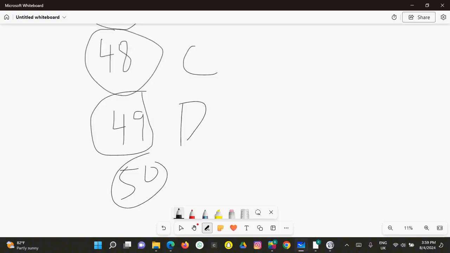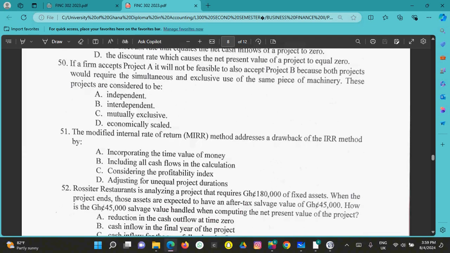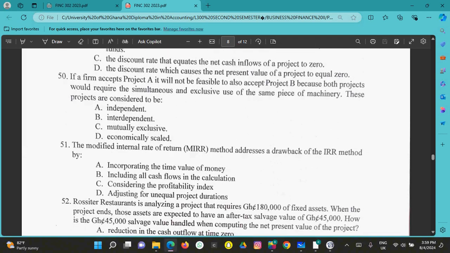If a firm accepts project A, it will not be feasible to accept project B. Both projects will require the simultaneous and exclusive use of the same piece of machinery. These projects are mutually exclusive, right? So the answer for 50 is C.